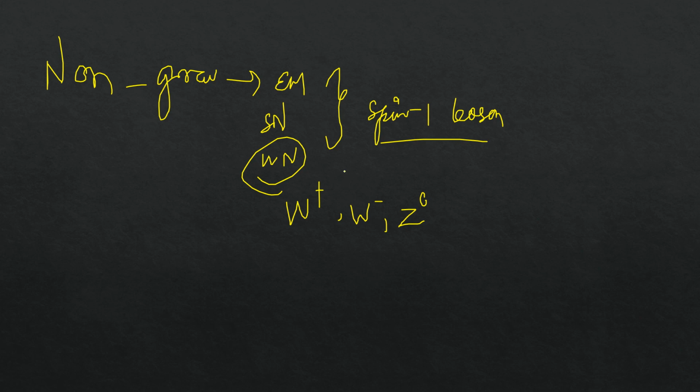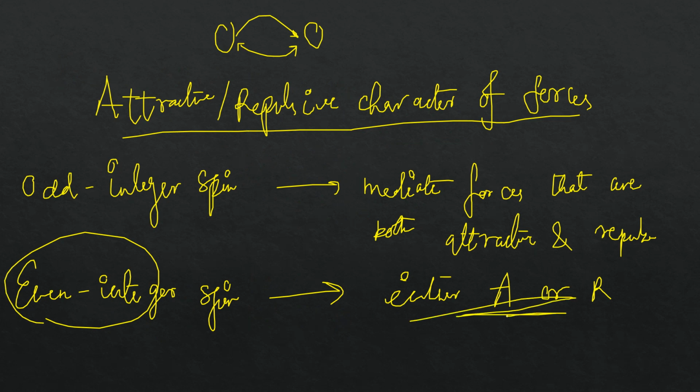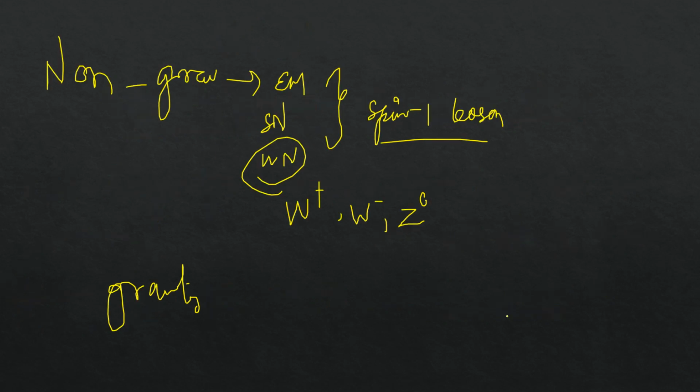But what if you include gravity? These are non-gravitational forces. What if we include gravity? What will happen? The fact that gravity is always attractive means it must be mediated by even integer spin, right? Because even integer spin mediates only attractive or repulsive. Gravitational is attractive, so it must be mediated by even integer spin.